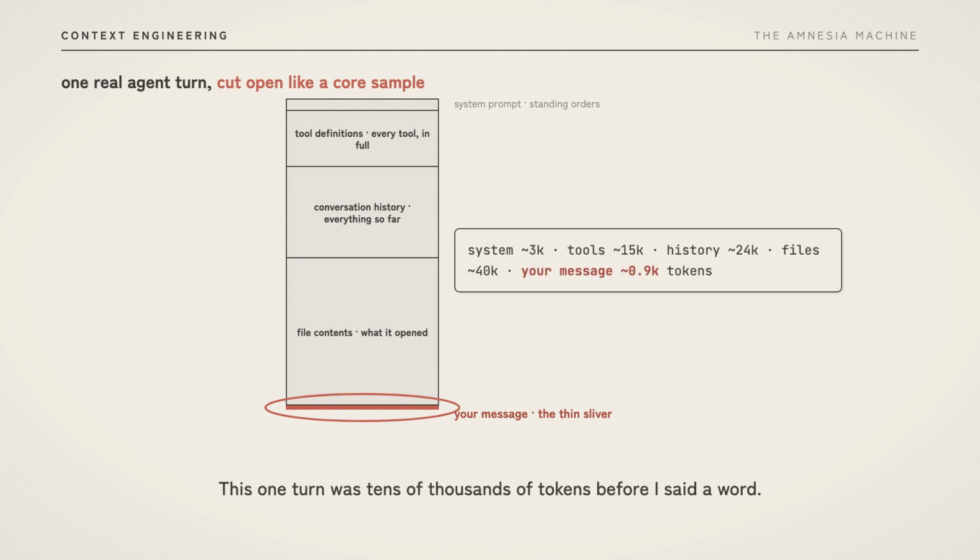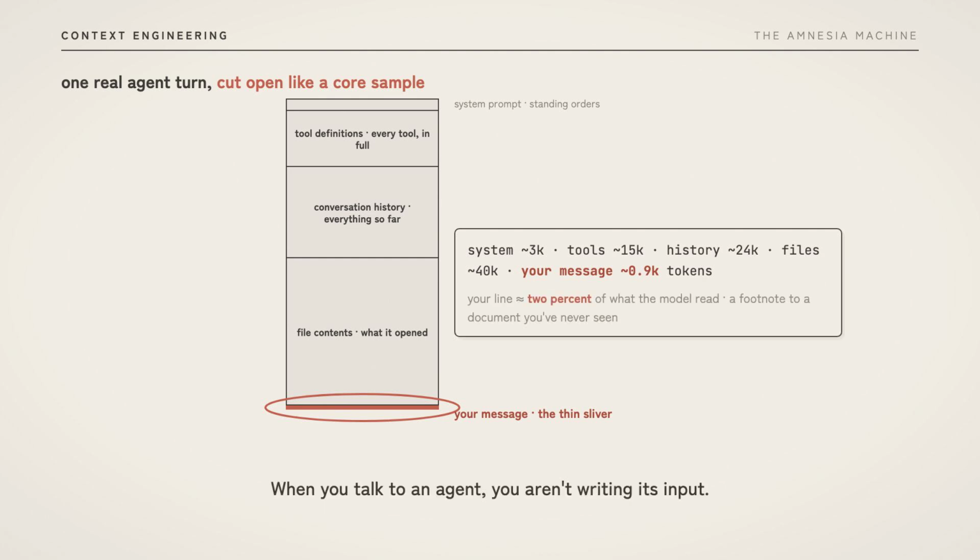This one turn was tens of thousands of tokens before I said a word. My line was around 2% of what the model read. When you talk to an agent, you aren't writing its input. You are contributing a footnote to a document you've never seen.